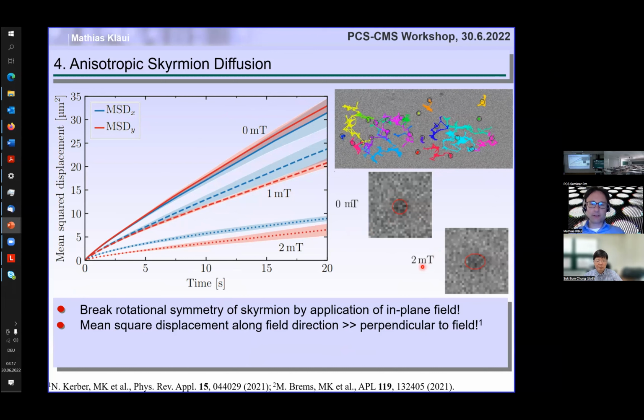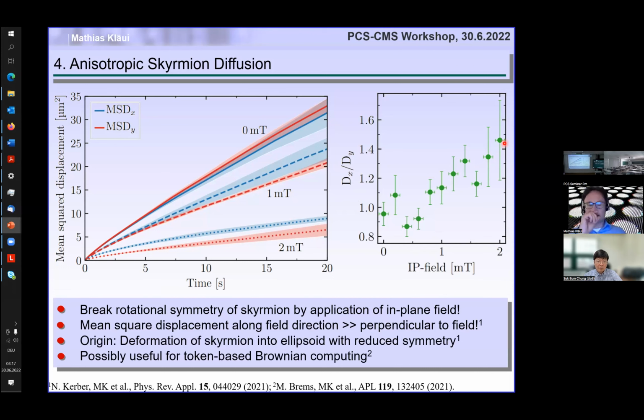But if we apply, for instance, 2 millitesla in the x-axis, then what we see is the Skyrmion gets elongated, becomes elliptical, and also there is a strongly anisotropic diffusion. You can actually see here it moves more left-right than it moves up-down. We can have 50% higher diffusion in one direction if you apply a field. And this, for instance, could be useful for token-based Brownian computing, as I'll explain in a minute. And we've looked at this in this paper here if you're interested.